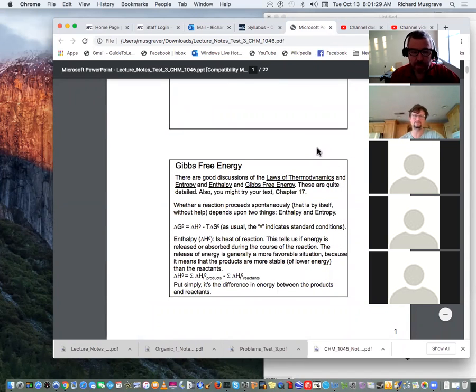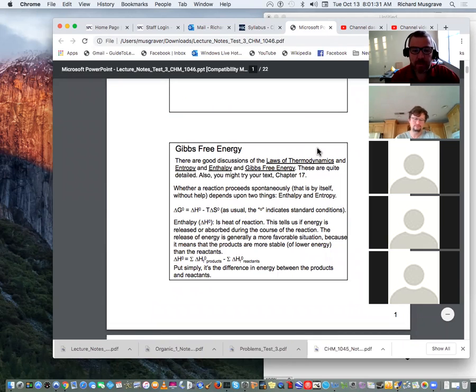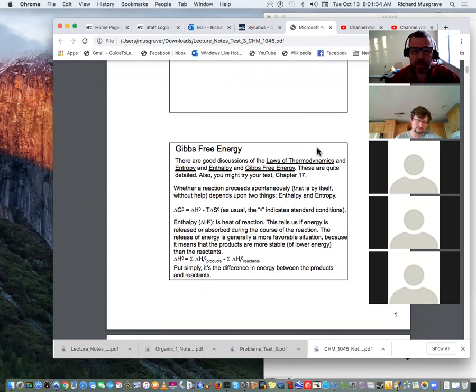So today we'll be focusing on Gibbs free energy, which will allow us to determine whether or not reactions will go on a spontaneous basis. And what we use to do that is to figure out delta G. The equation that we use here is delta G equals delta H minus T delta S.